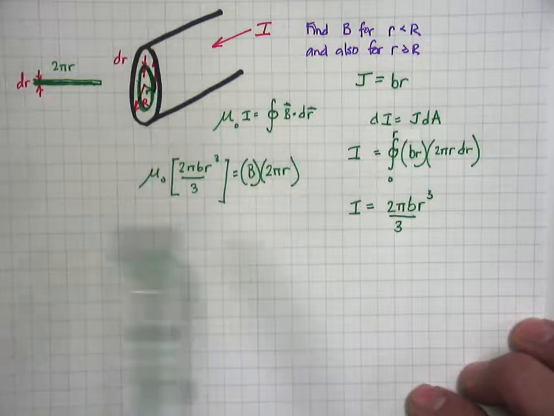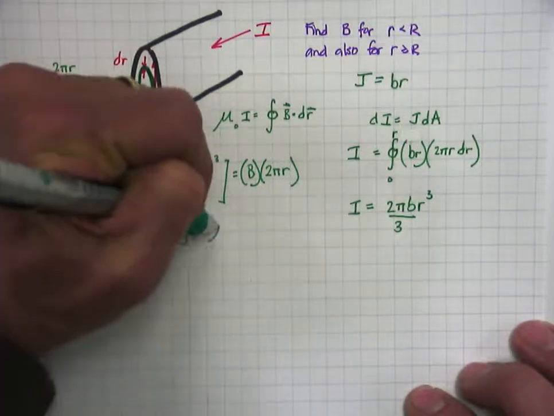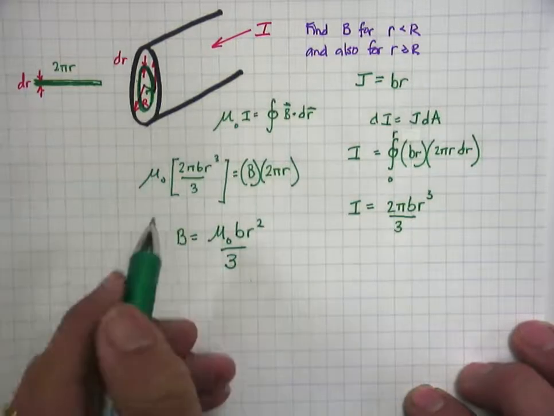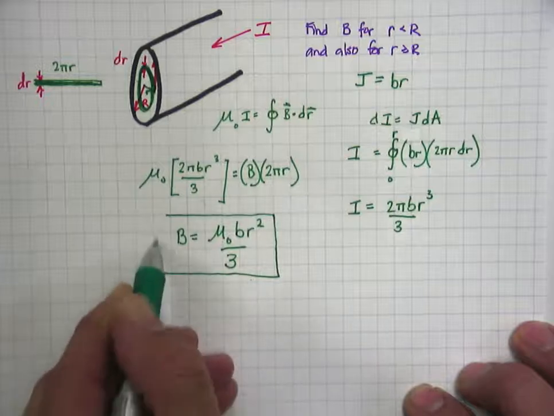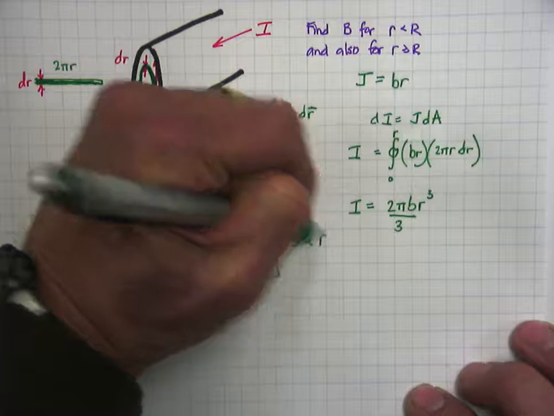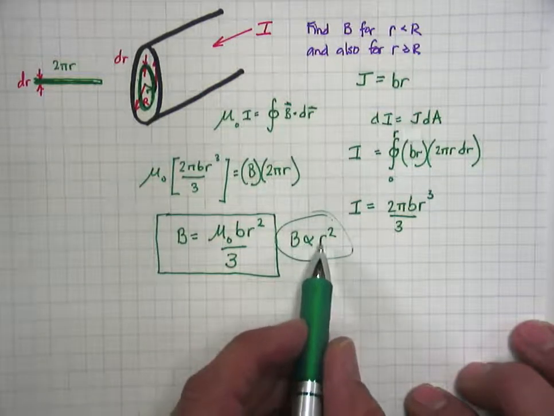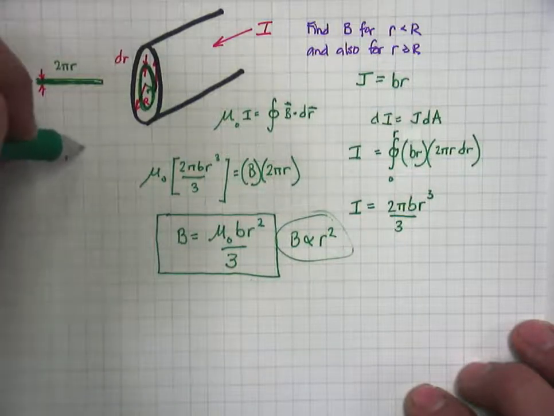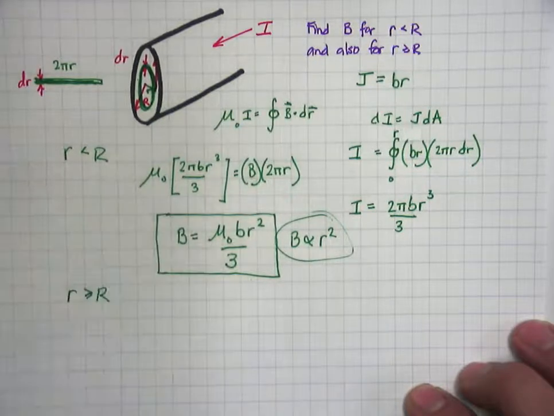Well, now we end up with a very simple relationship, and we can solve this for B. And this describes the strength of our magnetic field as a function of r. You could also state an important relationship this way: the magnetic field strength is proportional to the square of the distance. Well, by the way, this was for r less than big R. How about whenever r is greater than or equal to big R?